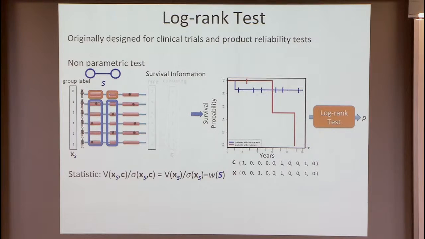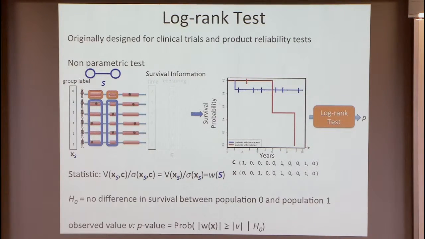OK. And what the log-rank test does then is give us the probability of observing a weight, a statistic, at least as extreme as the one that we have in our data under the hypothesis of no difference in survival between the 2 groups of patients.